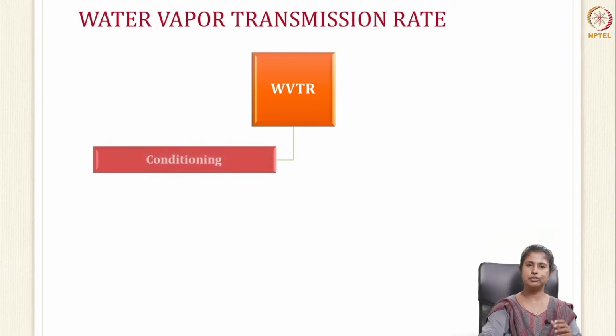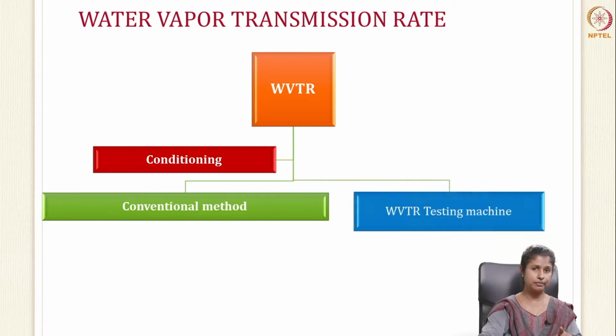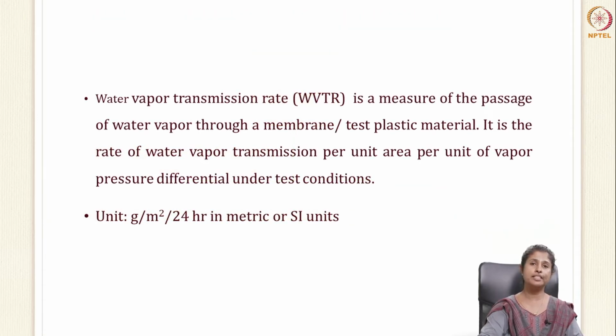Now the water vapor transmission rate testing. The first part is conditioning, just like you do for your plastic. Once you condition your plastic material, you can test the water vapor transmission either by the conventional method or by using a water vapor transmission rate testing machine. Water vapor transmission rate is a measure of the passage of water vapor through your test packaging material. It is a rate of water vapor transmission per unit area per unit vapor pressure differential under test conditions, and the unit is grams of water vapor per meter square in 24 hours, that is in the SI unit.